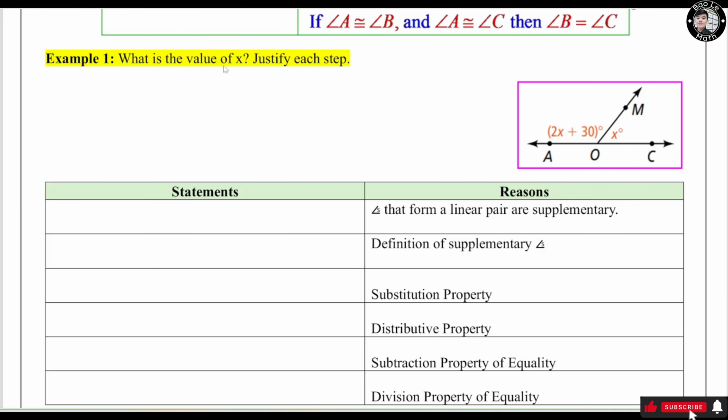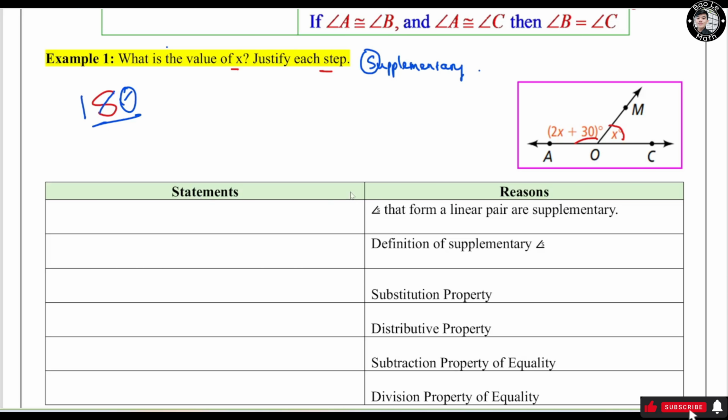Example number 1. What is the value of s? Justify each step using the two-column proof, right? So, we know that this angle and this angle are supplementary, right? And we know that two supplementary angles add up to 180 degrees, right? Alright, so we're going to use the first letter right here. So we just put the line right here, put 1, 8, 0. It's going to be 180 degrees, right?